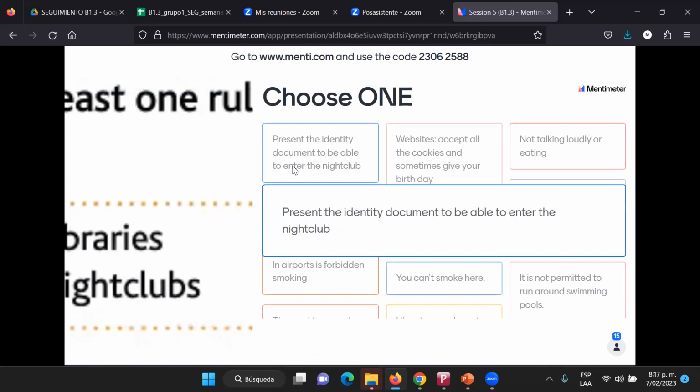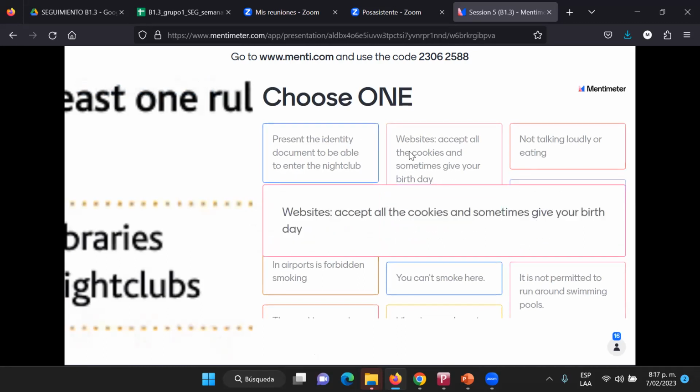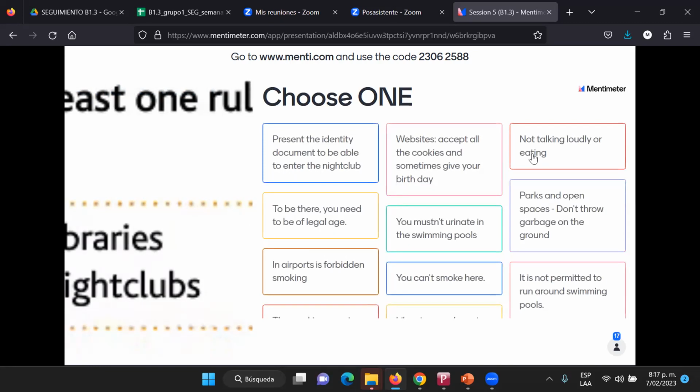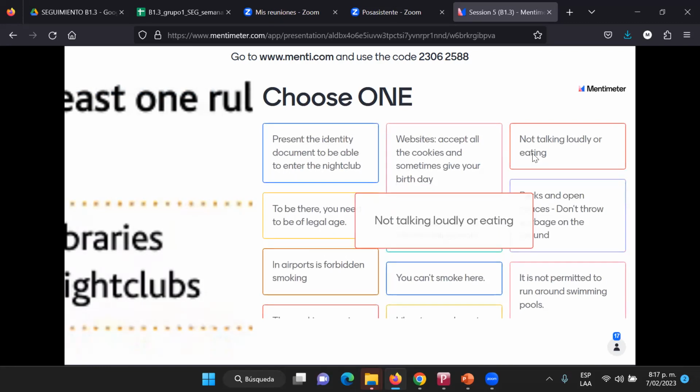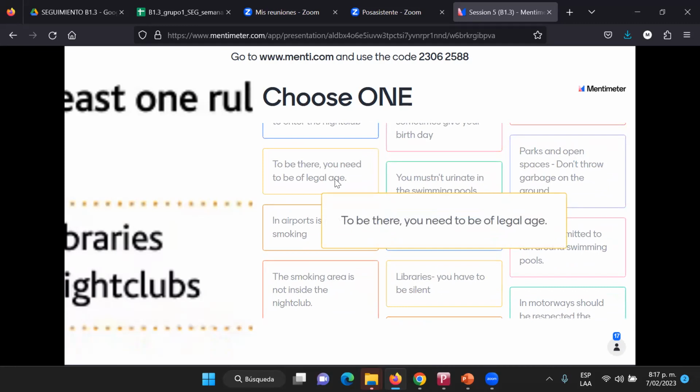Present the identity document to be able to enter the nightclub. Websites: accept all the cookies and sometimes give your birth date. Date, because birthday sounds more like cumpleaños. Birth date is already the date of birth. Not talking loudly or eating. Okay. To be there, you need to be of legal age. Absolutely. You mustn't urinate in the swimming pools.